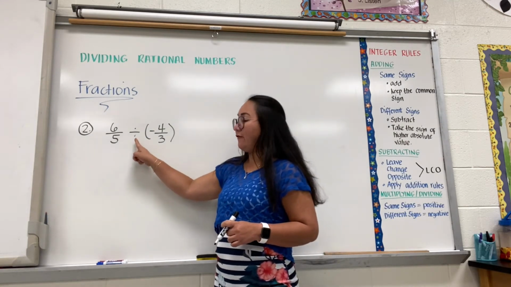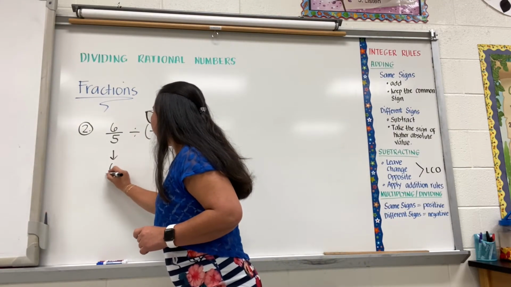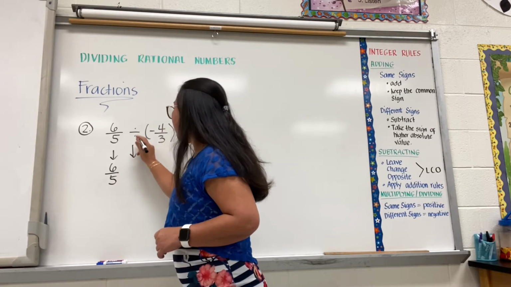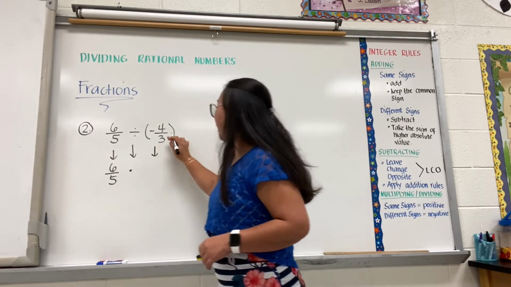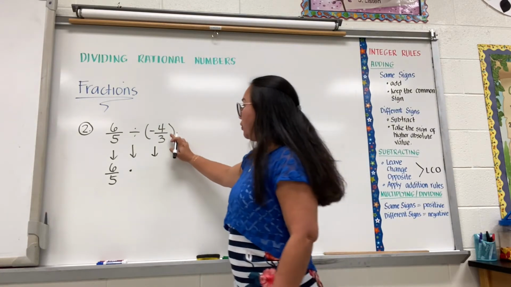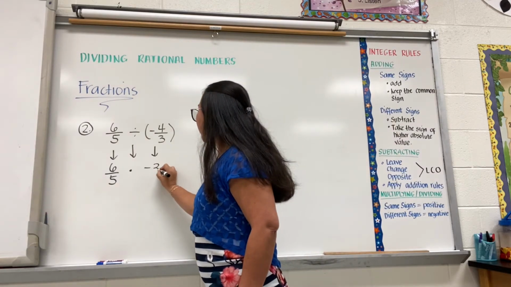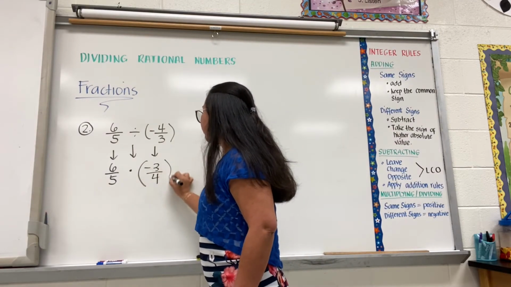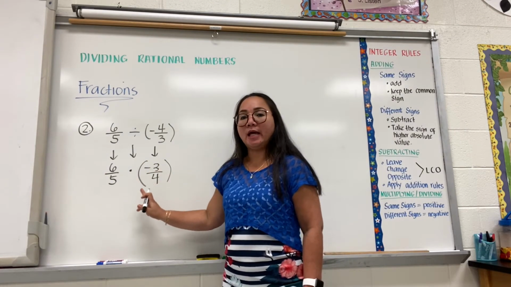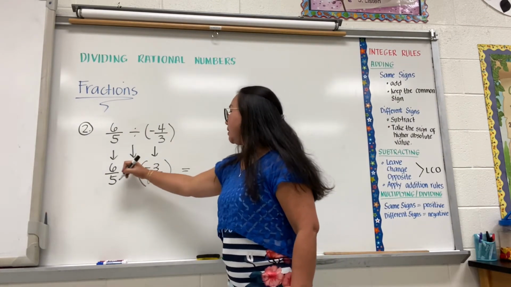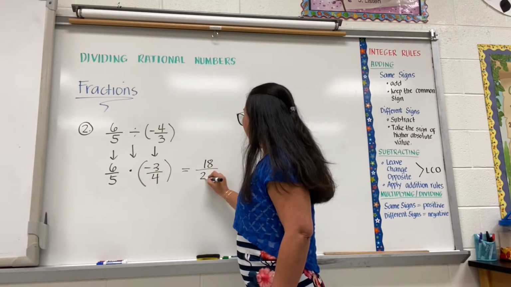When you see a division sign, all you have to do is leave the first fraction, change the division sign to multiplication, and then flip the second fraction. So instead of writing negative 4/3, write negative 3/4. Then multiply the numerators and multiply the denominators. So 6 times 3 is 18. 5 times 4 is 20.